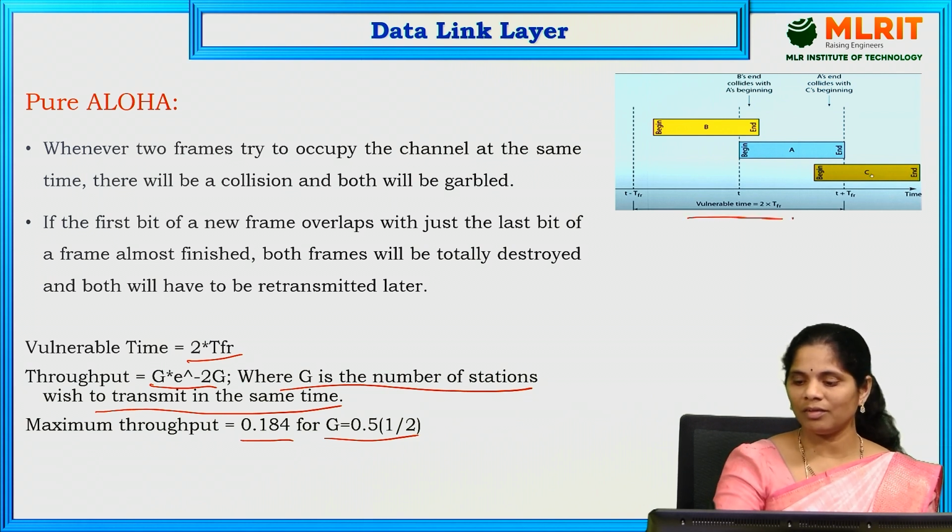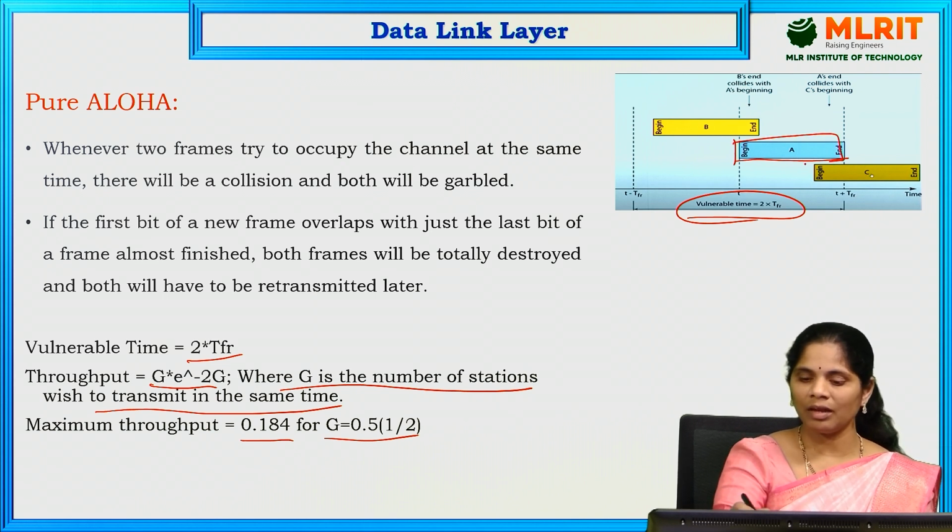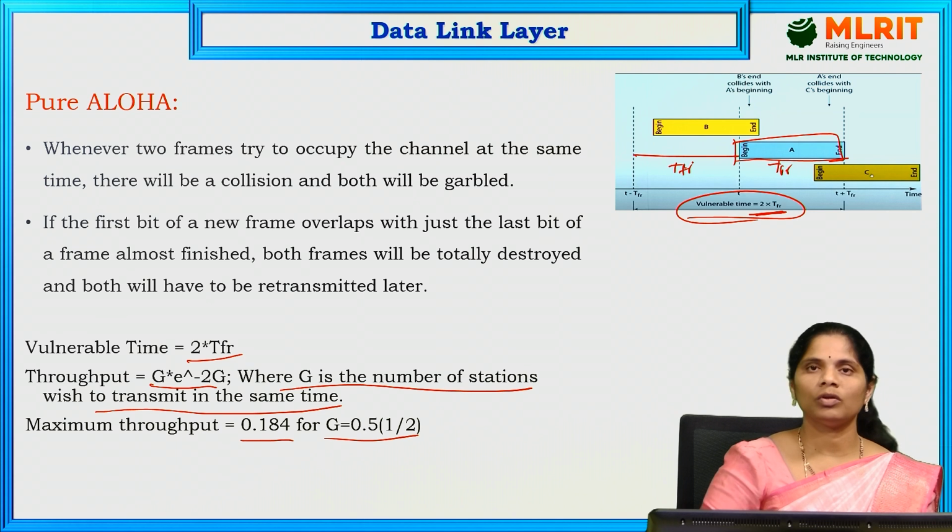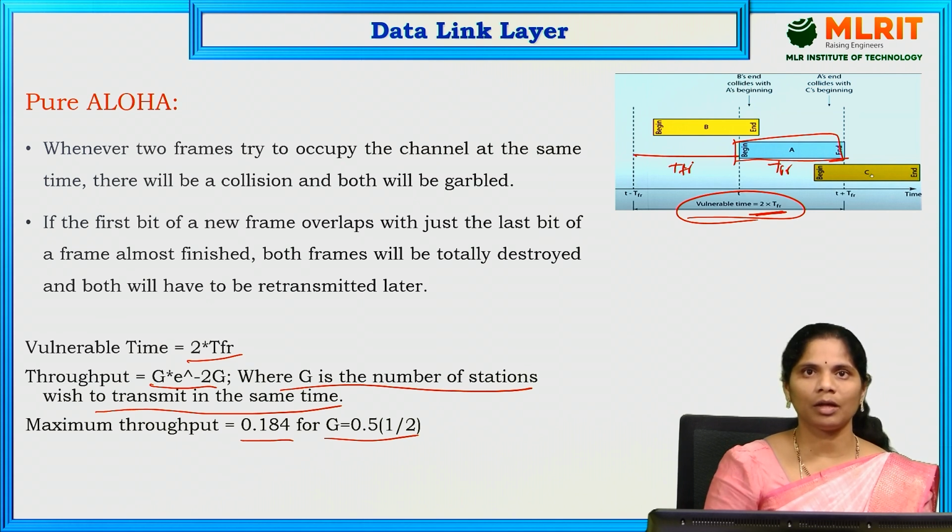See here in this picture, this is the vulnerable time. Suppose A wants to send data from the sender to the receiver. Why is it 2 into TFR? This is one TFR, and this is another TFR. That's why it is 2 into TFR. That is the vulnerability time.